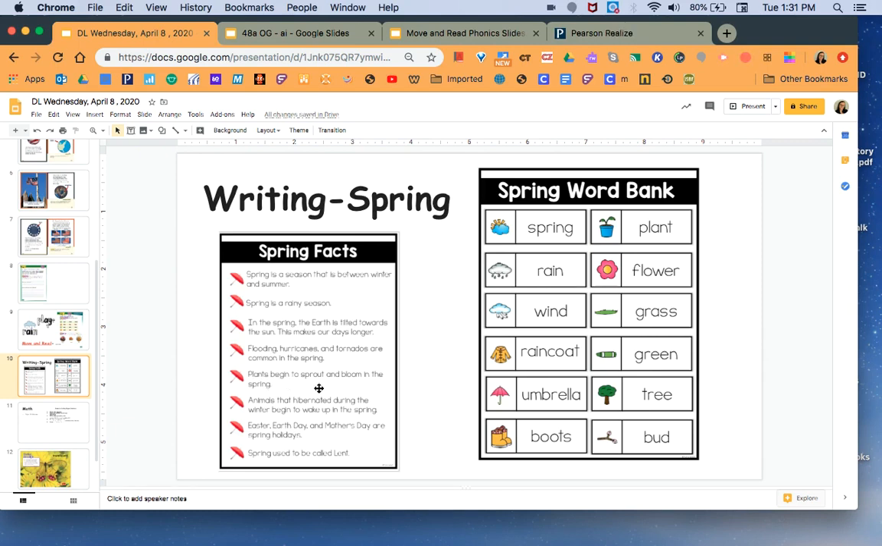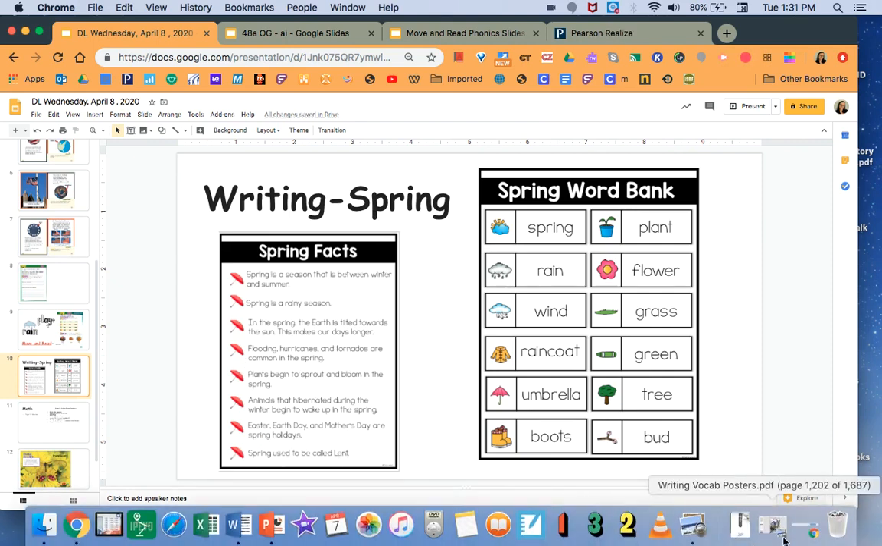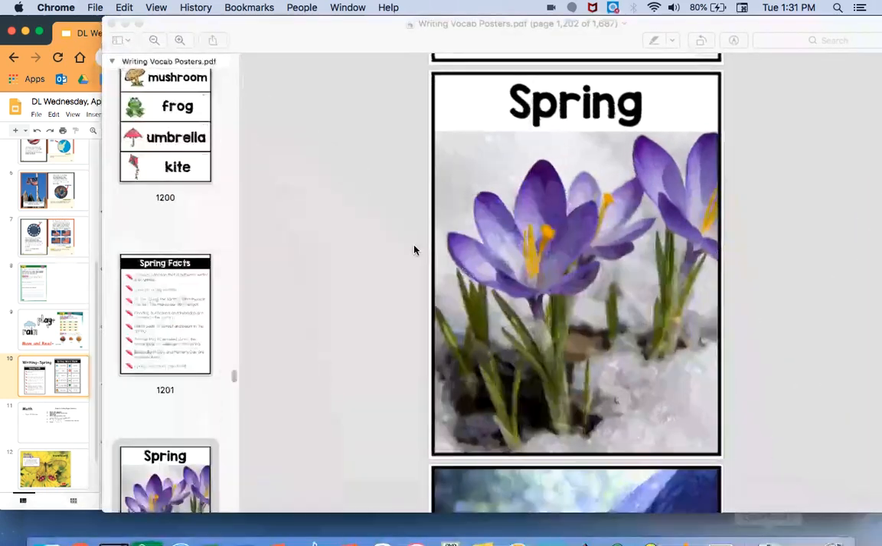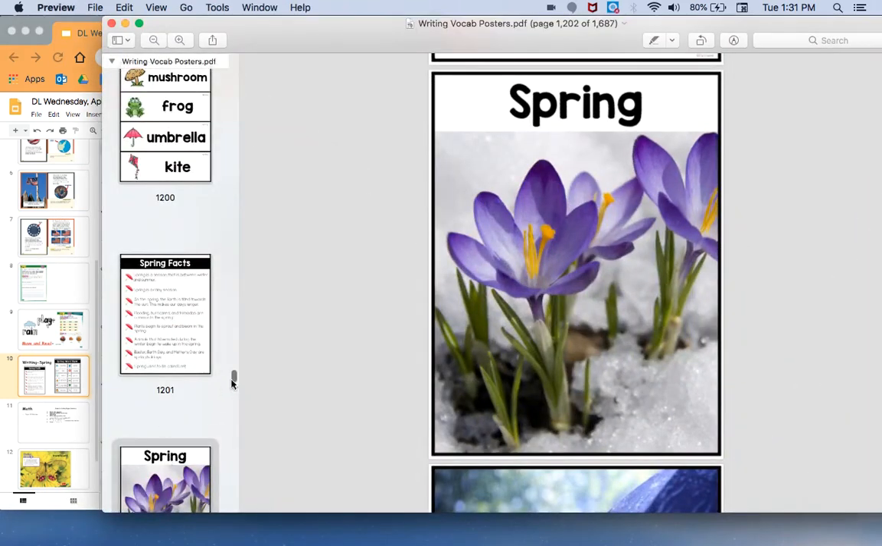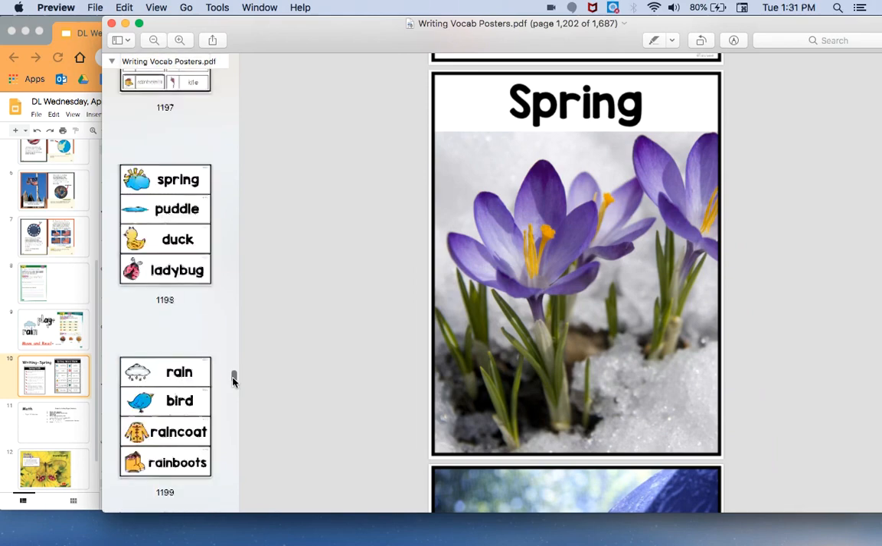Plants begin to sprout and bloom in spring. Animals that hibernate during the winter begin to wake up in spring. Easter, Earth Day, and Mother's Day are spring holidays. And spring used to be called Lent. And I have a little story just here to show you about spring. So spring, oh, here we go.